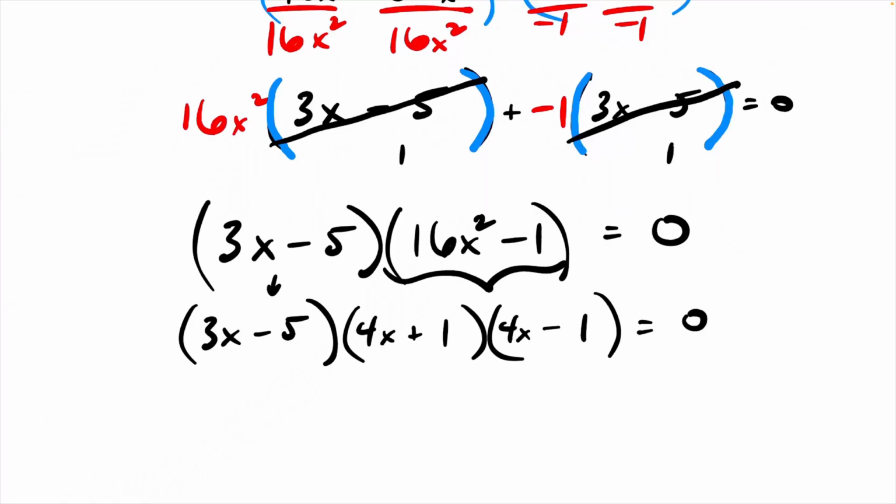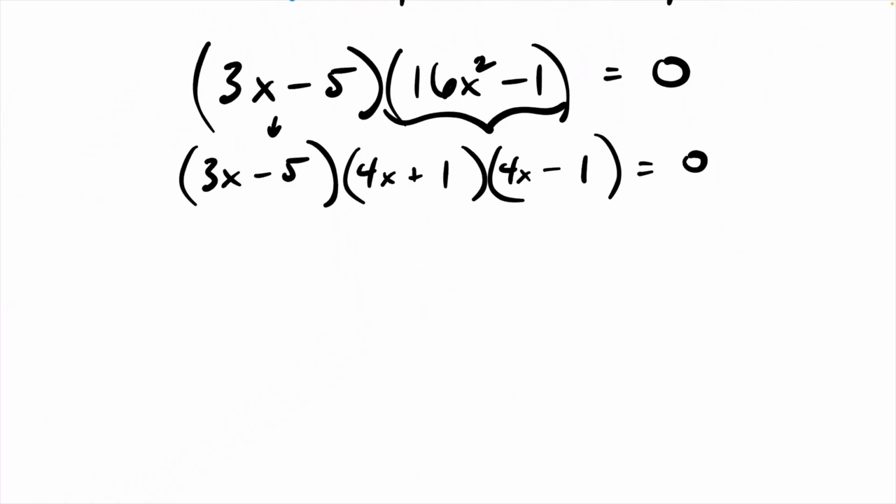Any more difference of squares? Are any of these guys difference of squares? No, because their power is not big enough, right? They only have powers of 1. The last one, 4x minus 1 is close. If that had a power of 2, yeah, but it's not close enough.